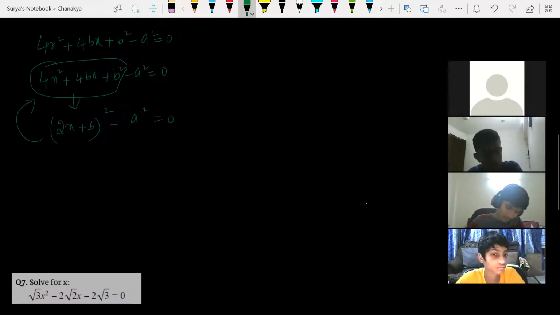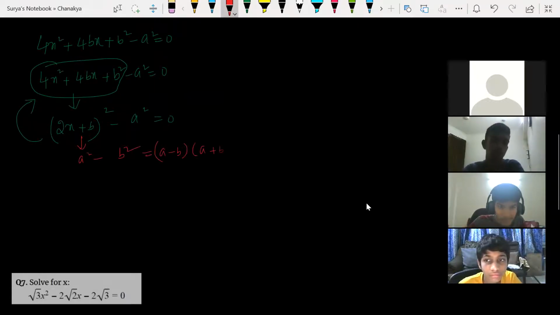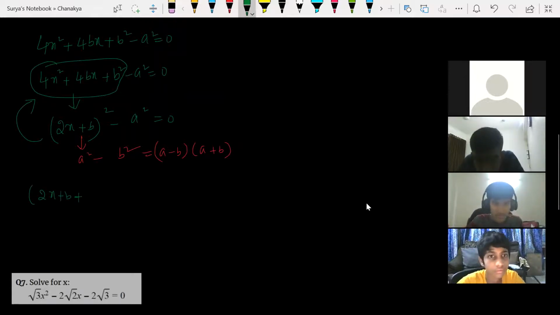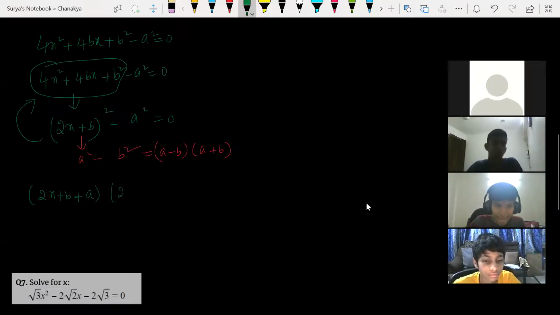So again, look at this, how it is looking like. It is looking like now a square minus b square format, which is going to give me a minus b into a plus b, right? So a plus b into a minus b. What is b here? A. Getting my point? Any doubt here?